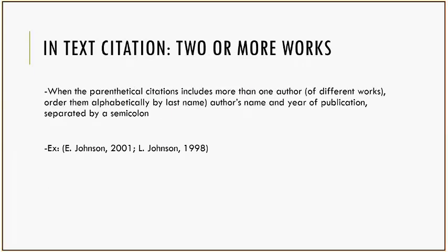Okay, and then for an in-text citation when you're using two or more works, when the parenthetical citation includes more than one author of different works, order them alphabetically by last name, and the author's name and year of publication need to be in there, separated by a semicolon. So we have an example right there. In this example, we have the author's first initial in there because they had the same last name. Typically, you wouldn't have the first initial before the last name, but this gives you a good example that if you had two authors with the same last name, you could use their first initial if needed. Typically, you wouldn't see that.